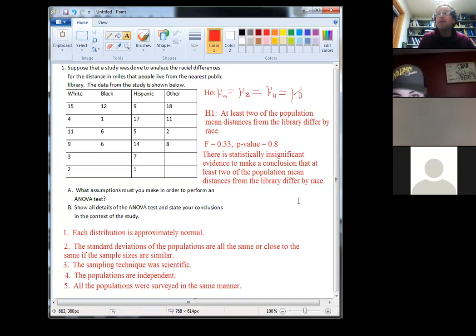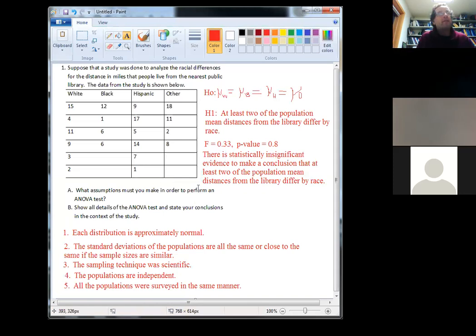Sometimes H1 is in symbols, and then you do the same thing, but you have to convert the symbols to words. Any questions on that? So Megan, you knew there was statistically insignificant evidence. That was good to conclude, and then maybe you have the right idea after that. Any questions on this ANOVA example?